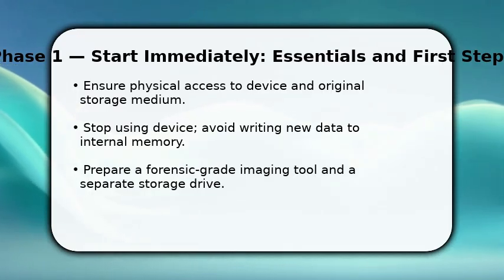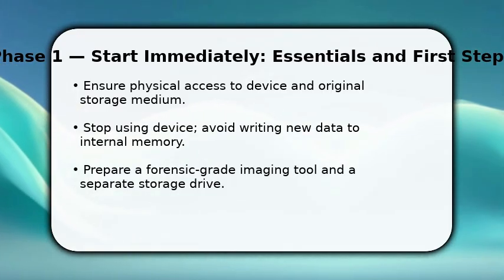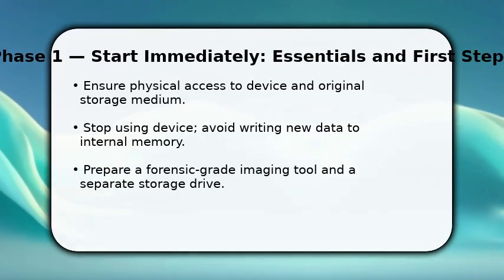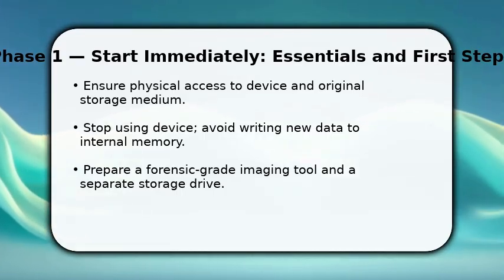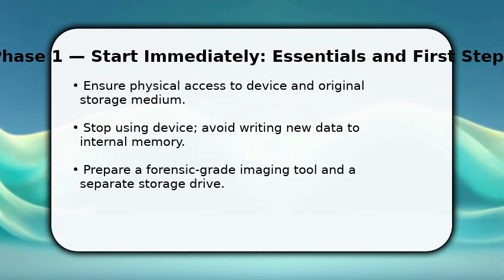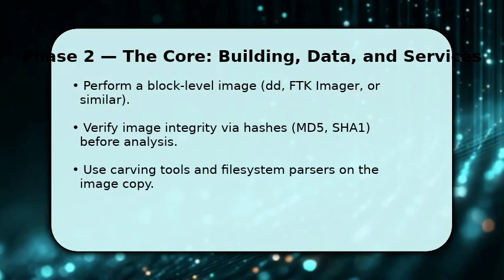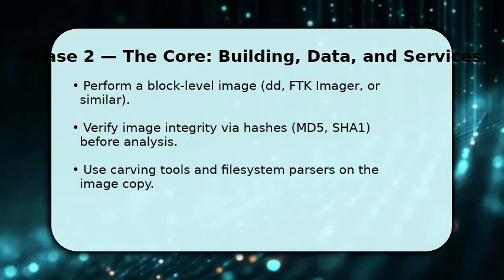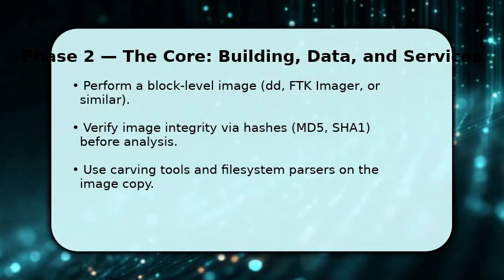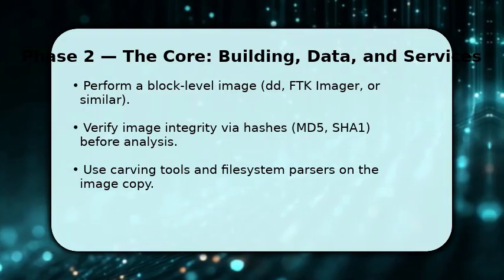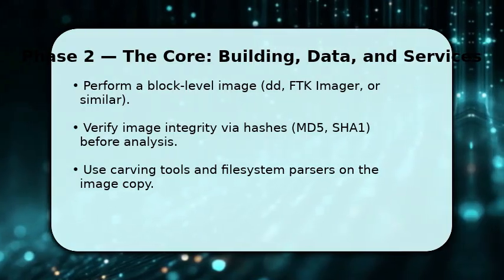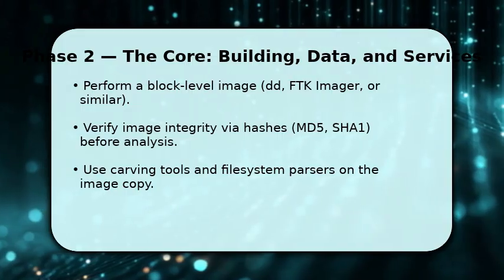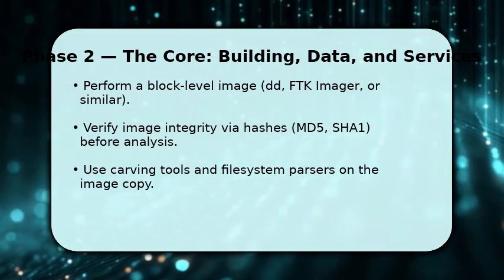This preserves the original. You do this to capture a bit-for-bit copy, not a file list, since factory reset overwrites file tables while raw blocks can still hold fragments. Now create a verified block-level image of the storage medium, because working on the original risks further loss. Once the image completes, compute and record hashes like MD5 and SHA-1 to prove integrity and to validate later steps.